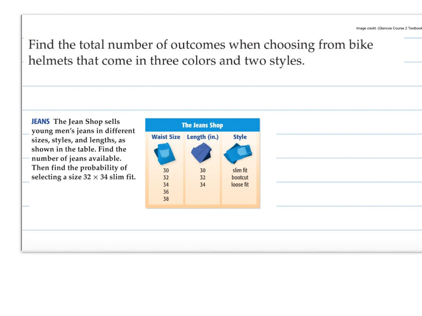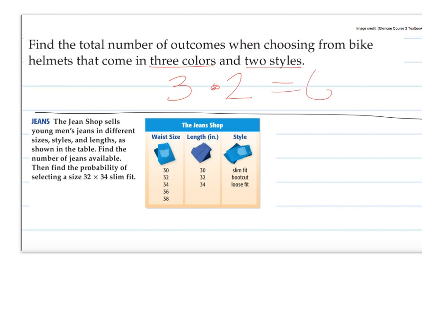So if we find the total number of outcomes for choosing from bike helmets that come in 3 colors and 2 styles. So these are events, the colors and the style. So 3 colors times 2 styles means that we have 6 possible outcomes of helmets. Quick and easy.